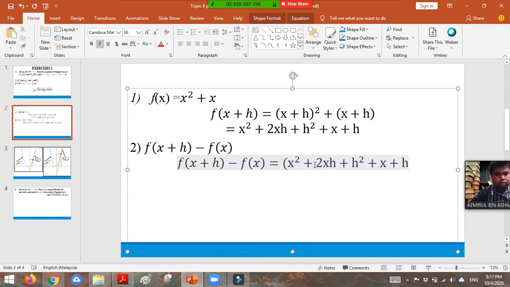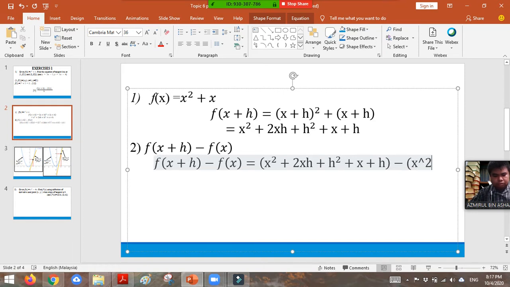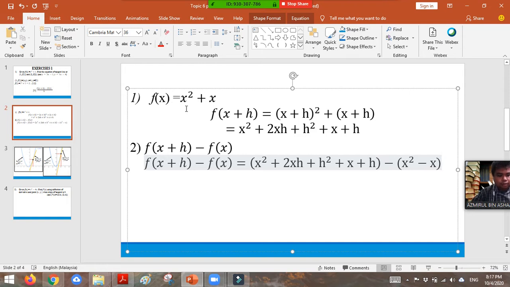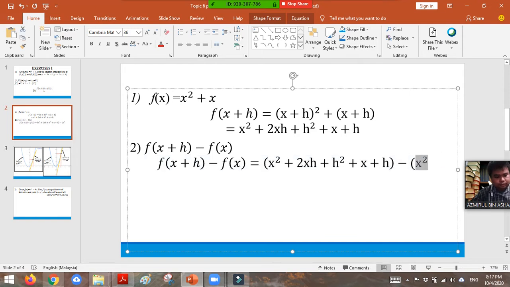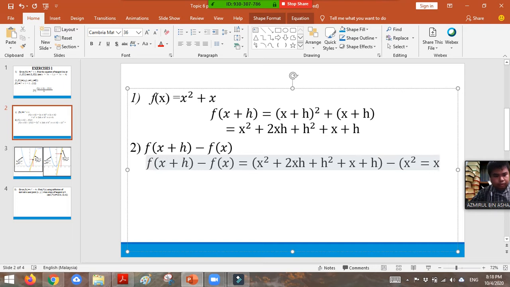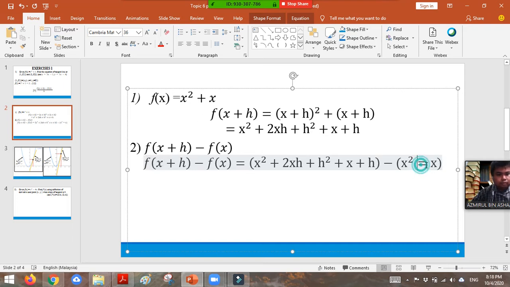This is for f(x), and then it's minus f(x), which is this one, so minus x power of 2 minus x, okay, sorry, plus x. First this one is for f(x plus h), and this one is f(x). Okay, and then I open the bracket.